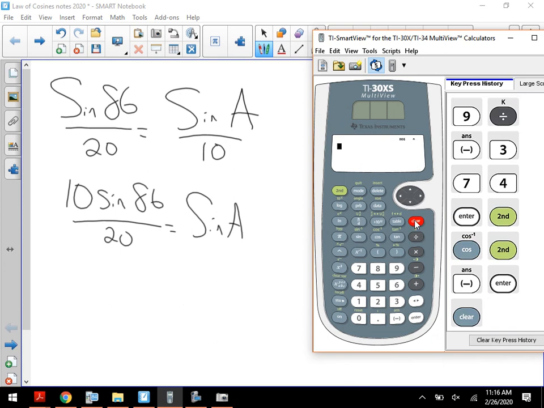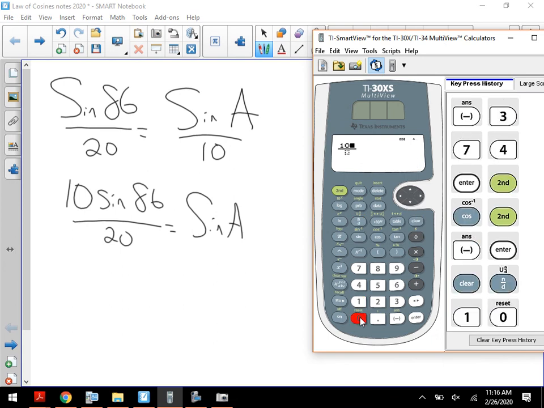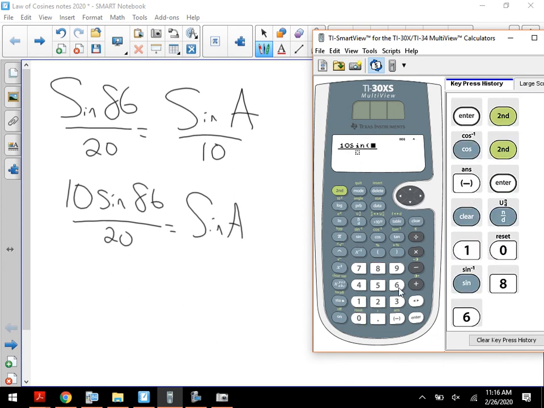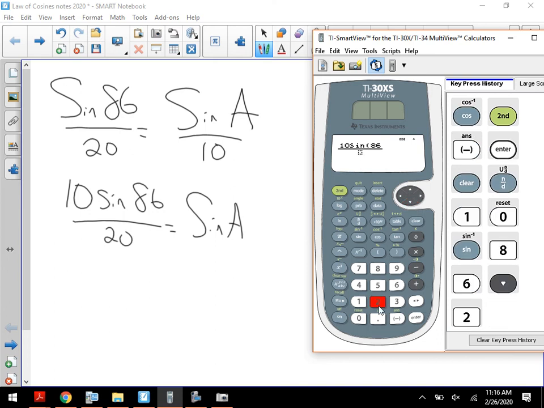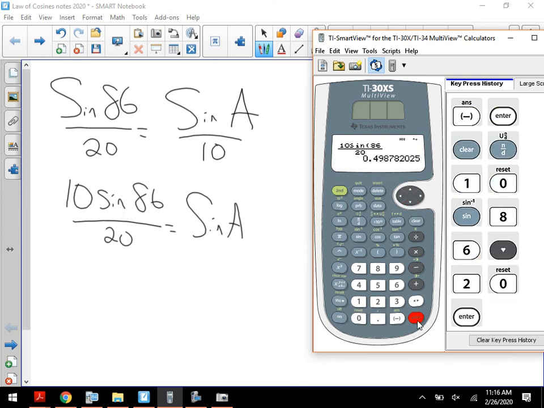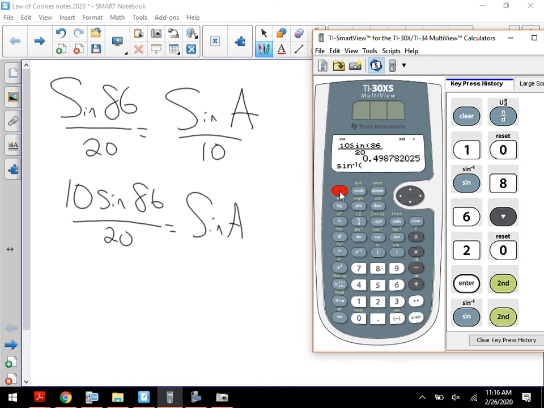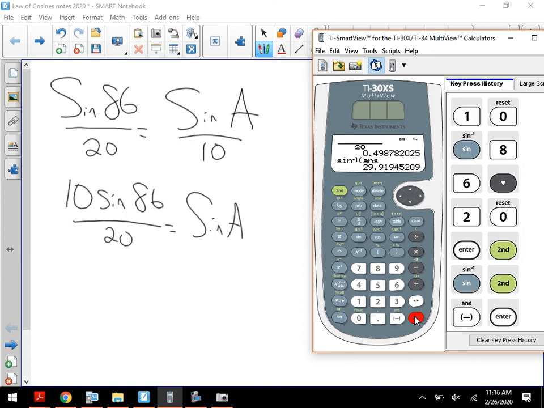Fraction bar, 10 sine 86 over 20, and we hit enter. That decimal equals the sine of an angle. What we need to do now is find the angle. This is where you hit your second sine, second answer. You hit enter. That gives you your angle, 29.92. Okay? So that means your angle A is 29.92.